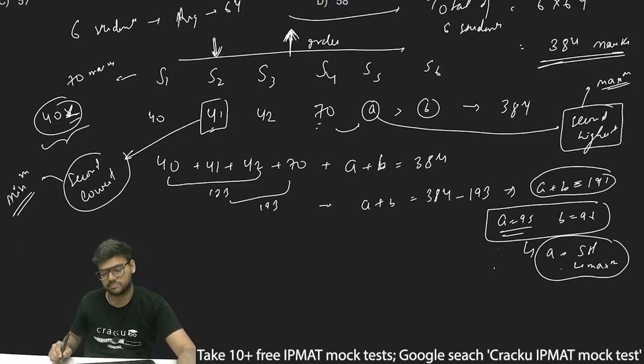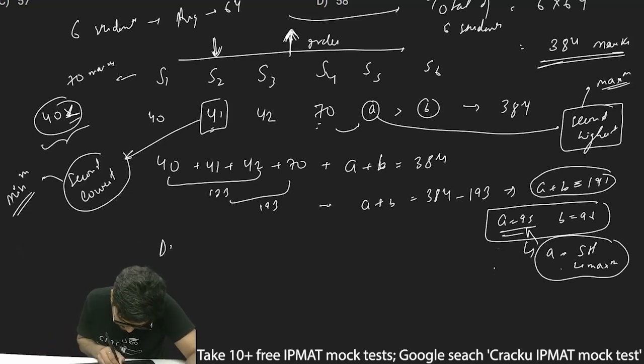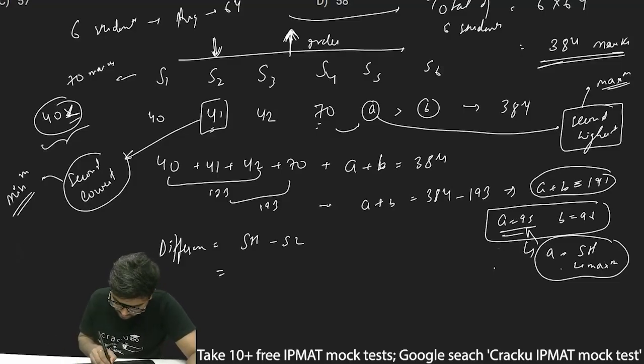A's second highest maximum value is 95. Now if I have to take the difference between second highest and second lowest, so second highest minus second lowest. What is second highest value? Second highest value is 95.